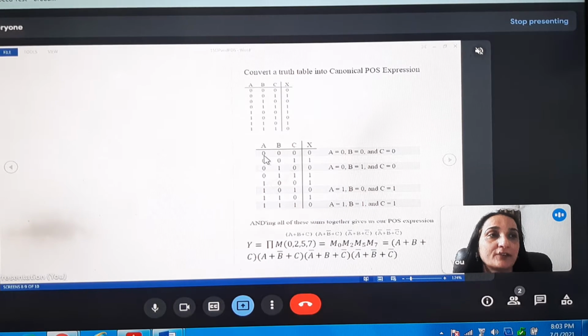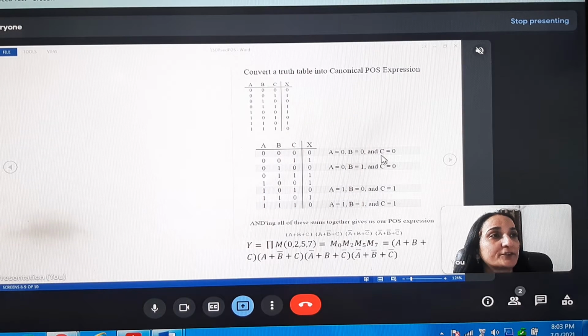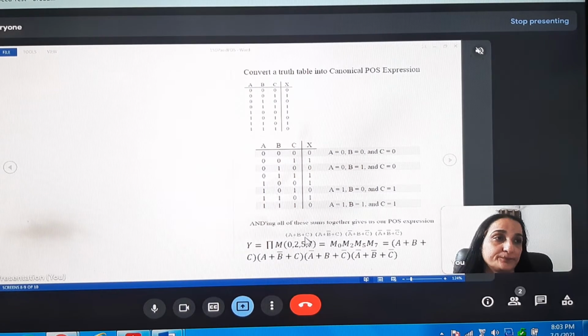So now we will consider this 0th row. The value of the variable A is 0, so it will be written as it is in the sum term. A plus, the value of B is 0, it will be written as B, A plus B, plus the value of C is 0, so it will also be written in uncomplemented form. So the first term corresponding to this 0th row is A plus B plus C. This is the sum term, fundamental sum term or max term.